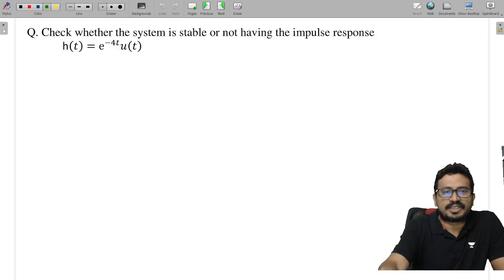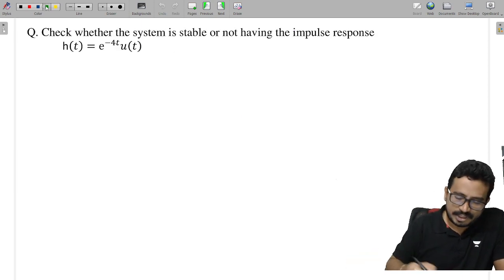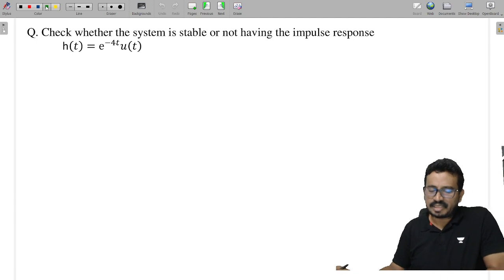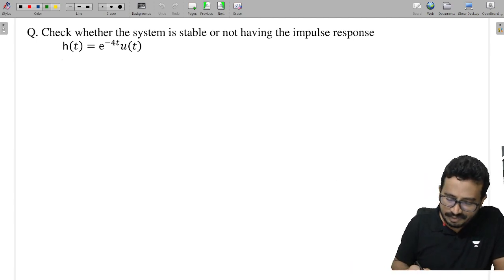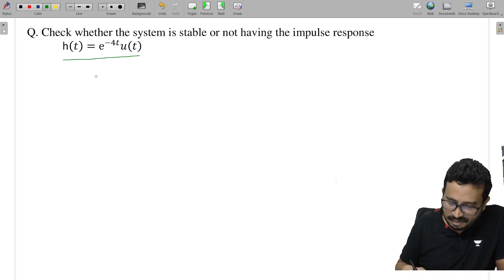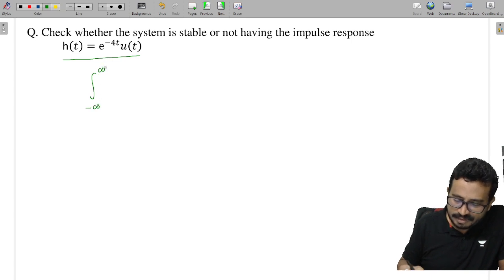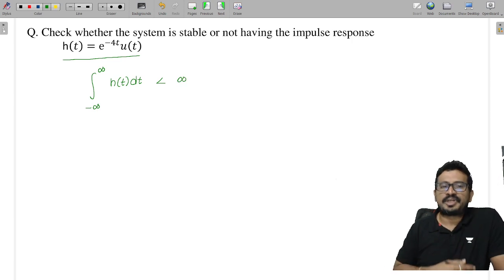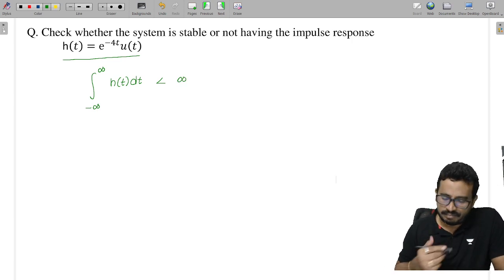Let us see some examples. Check whether the system is stable or not. Here we don't know the input-output relations. We know the impulse response, and it is continuous. So what is the condition for a continuous impulse response to be stable? The integral of mod h of t dt must be less than infinity, meaning we should get a finite value.